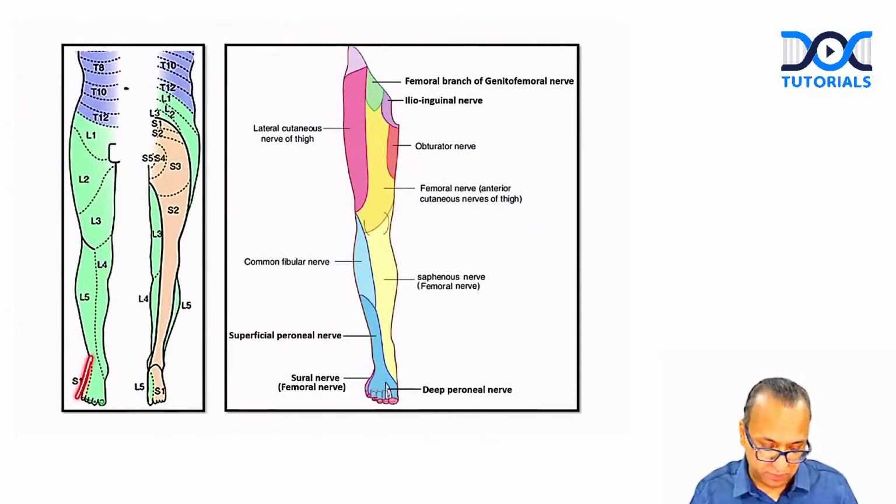Remember the dermatomes: little toe, lateral foot S1. The great toe is always L5. The medial malleolus, medial leg L4, that is the saphenous nerve.